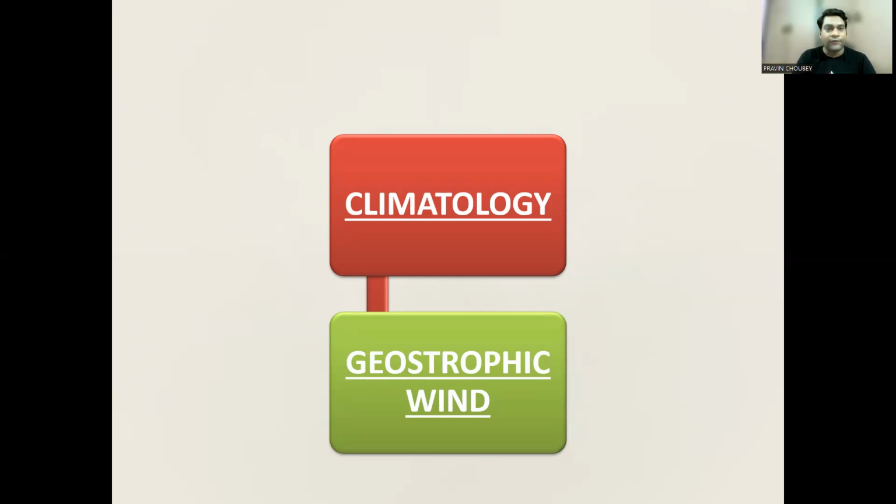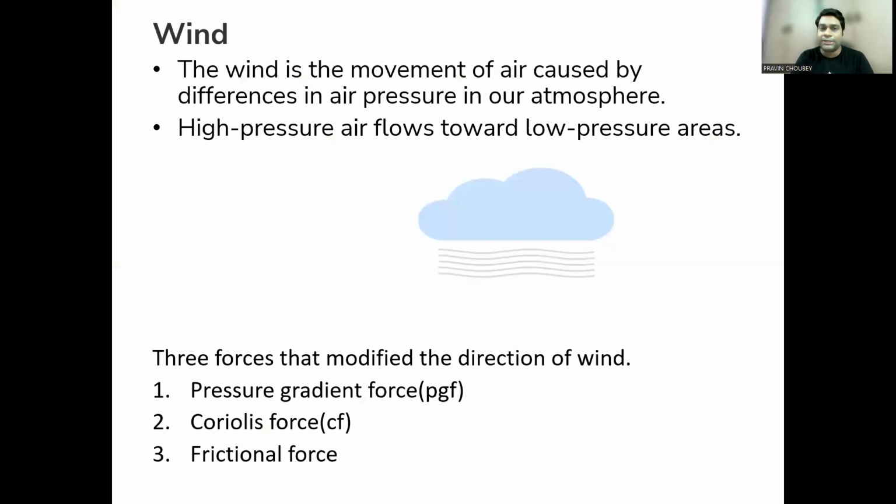Now first of all we have to understand the concept: what is wind? We can define wind as a horizontal movement of air. So horizontal movement of air is called wind. Now what is the reason behind the origin of wind? The reason is very simple: a pressure difference. We can define wind as the movement of air caused by difference in air pressure in our atmosphere.